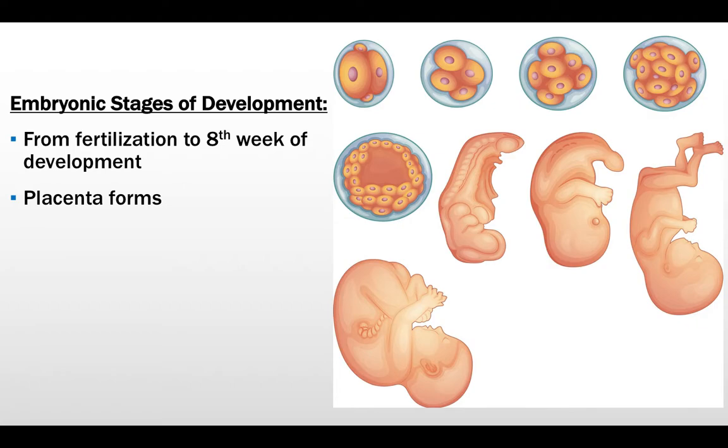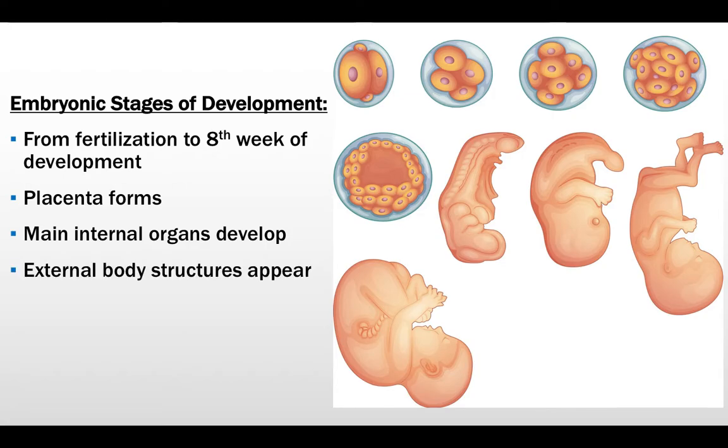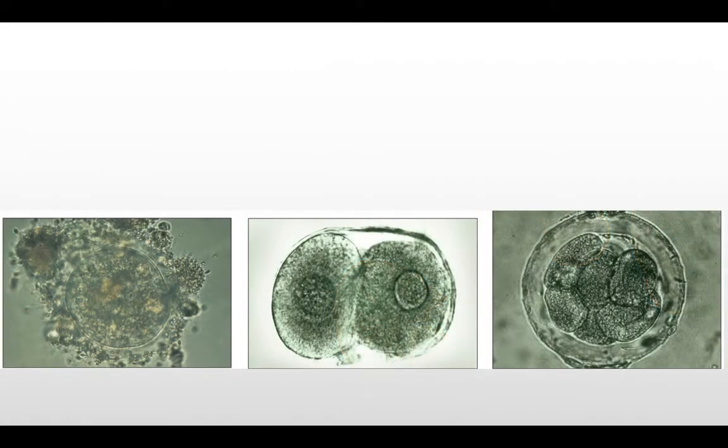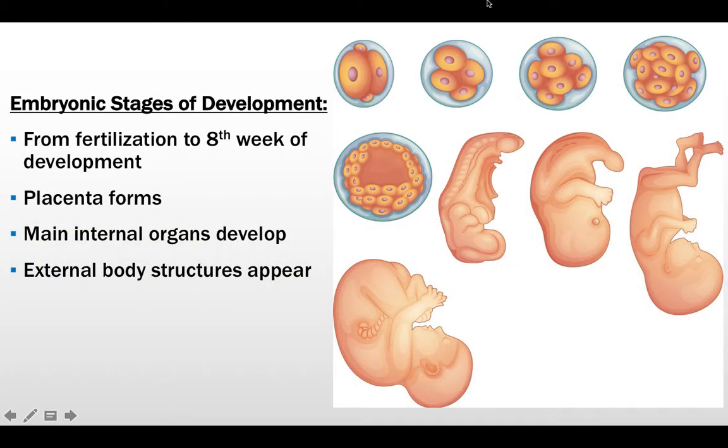So, during the embryonic stage, these first 8 weeks, we're forming a placenta. We're developing most of our main internal organs. We're seeing external body structures appear. So this is 1 original cell turning into 2 to 4 to 8, and then we're watching as those cells not only keep dividing, but start forming very distinct features.